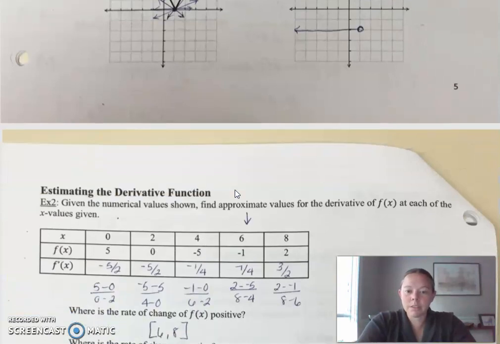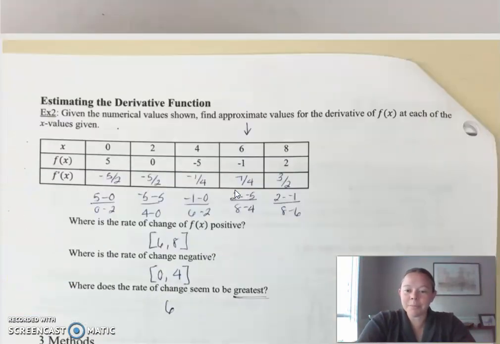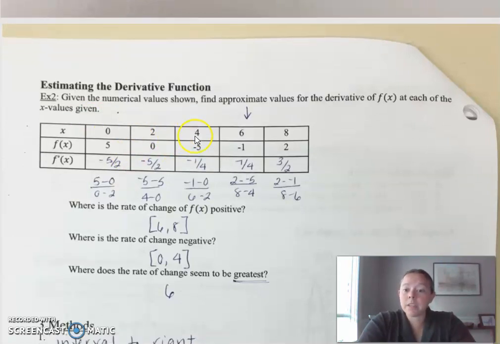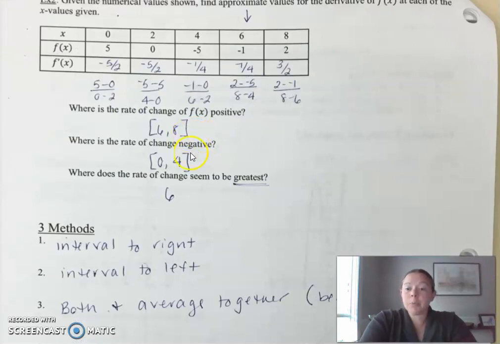So let's look. Okay, here comes another table problem. Infamous table problems. Given the numerical values shown, find appropriate values for the derivative of f of x at each of the x values. Now remember, table problems, you have to use the data in the table. Can't make up any data, can't assume what happens between what you're given. Use the data in the table.